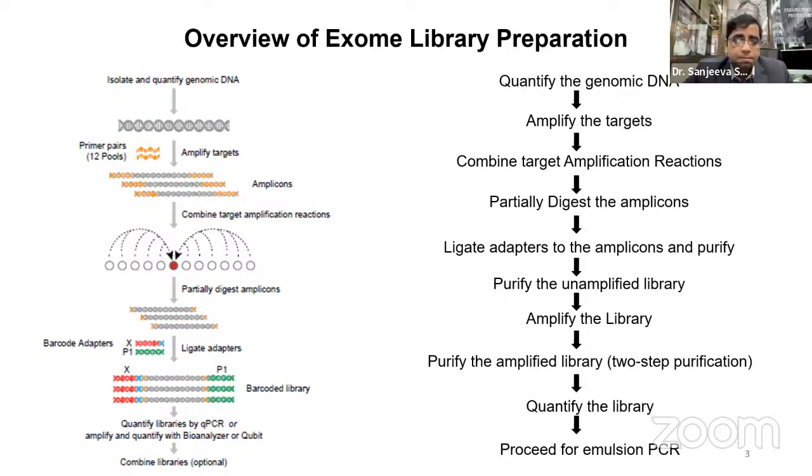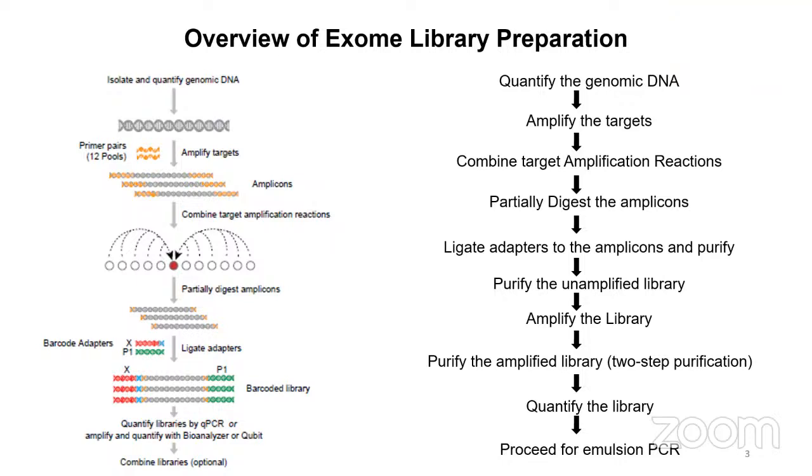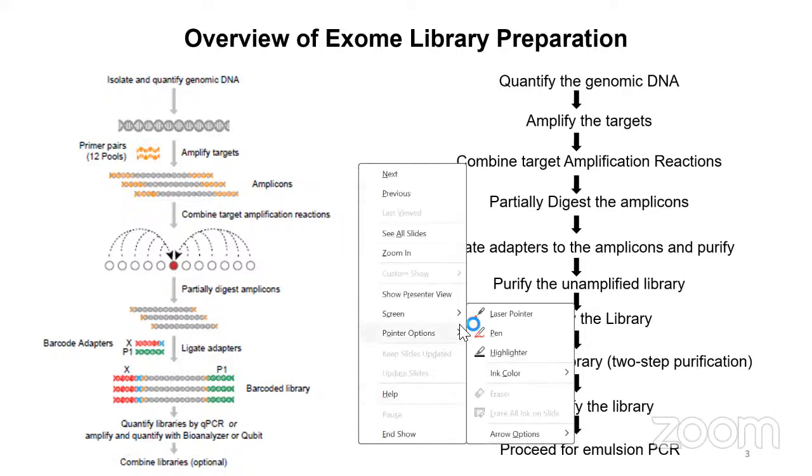All right. So as I was saying, the first step in next generation sequencing is to get a good quantity of the DNA. And once you have a good quantity of the DNA, next you can amplify the targets. There are multiple techniques by which targets can be amplified. One of the most common methods is PCR. And once the targets are amplified, then the sticky ends are created.